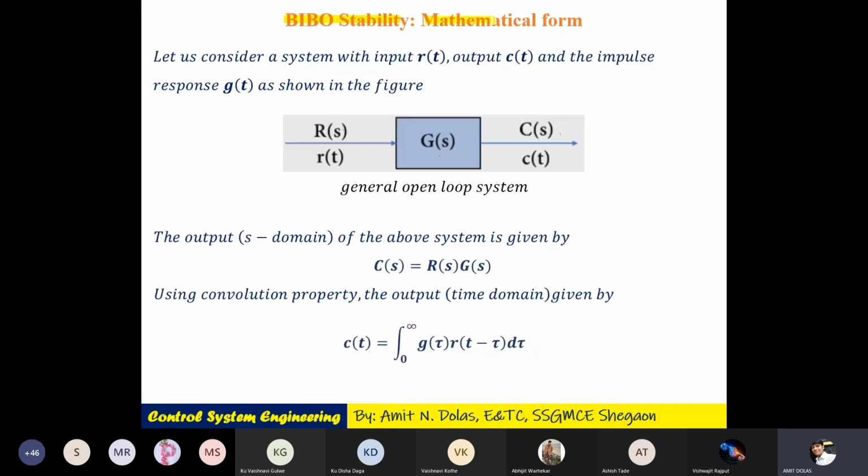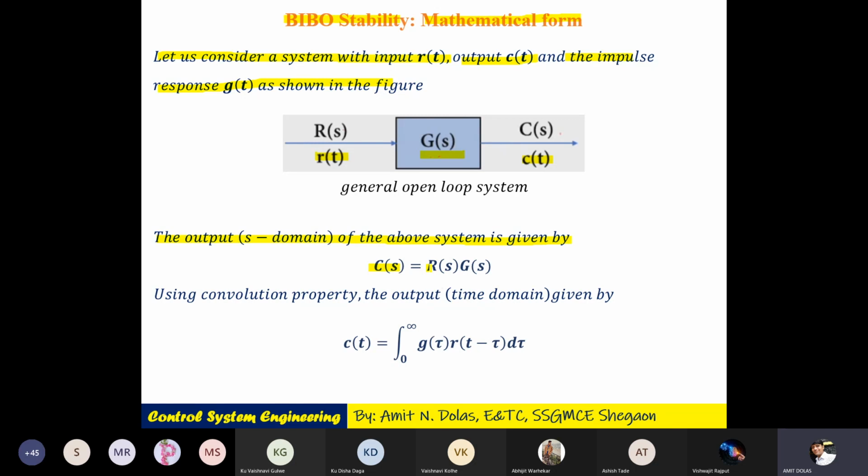Let us consider we have a system with R of t as the input, C of t as the output, and the impulse response is G of t, shown in the figure. So this is the input, this is the output, and G of t. Of course, here the Laplace form is given: G of s, G of t is the system. So here the output in S domain for the above system is given by C of s is equal to R of s into G of s. We have seen this in unit number 1.